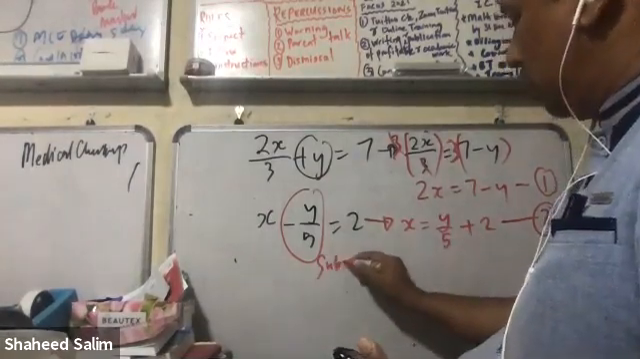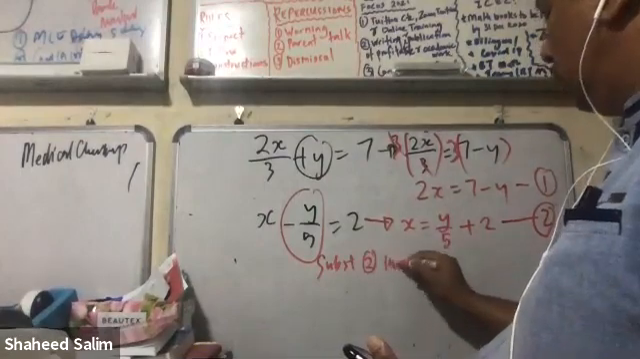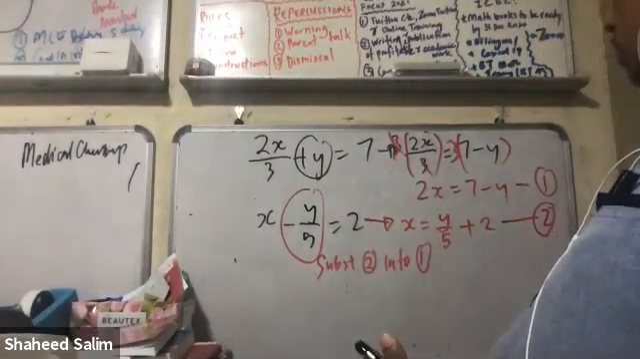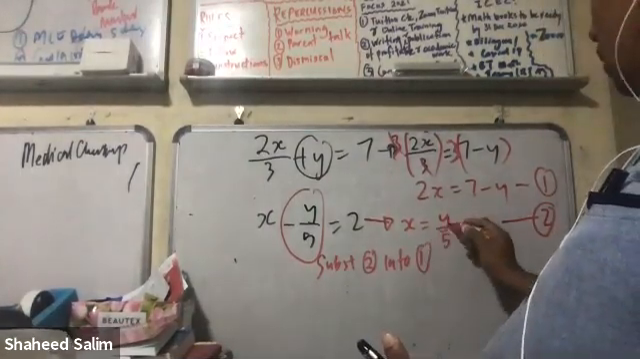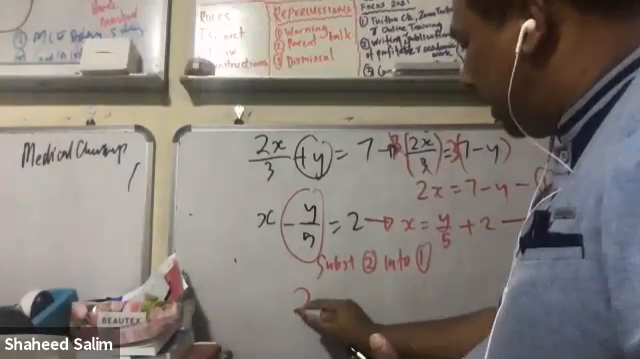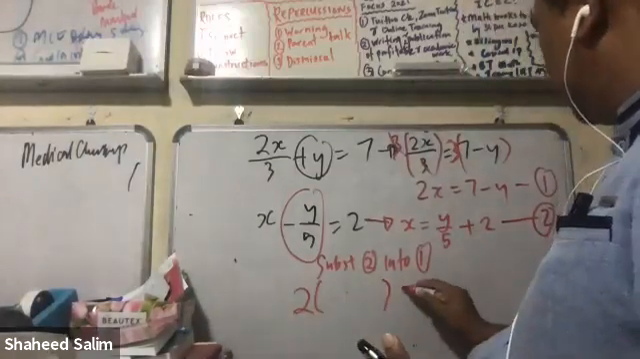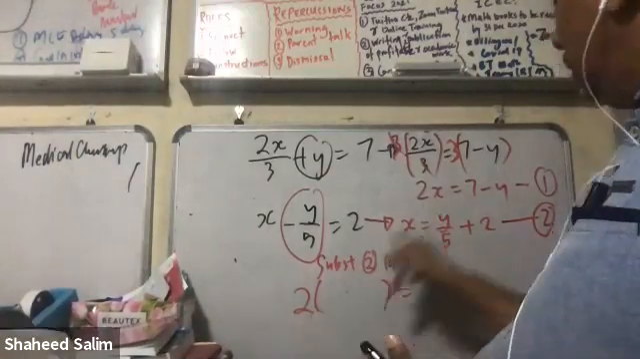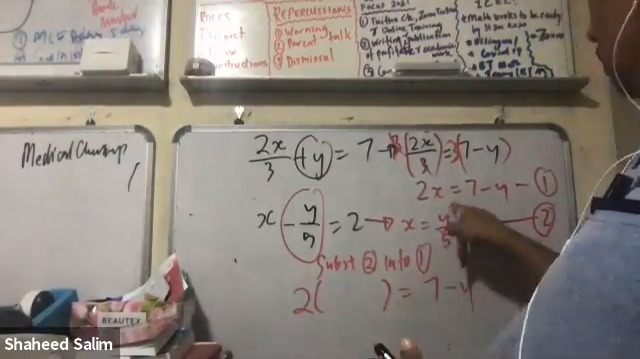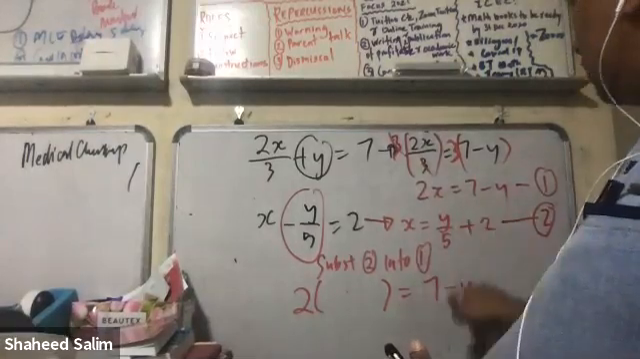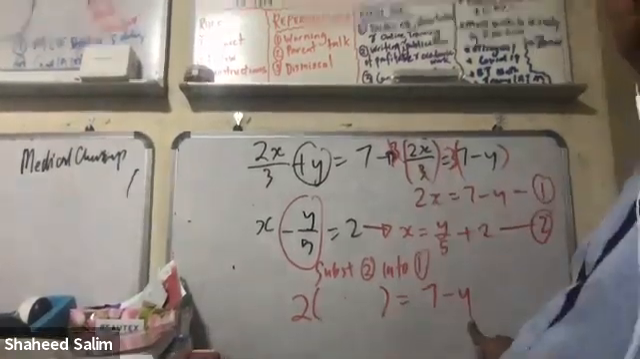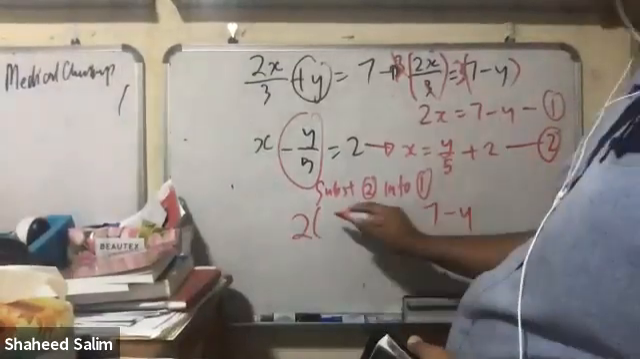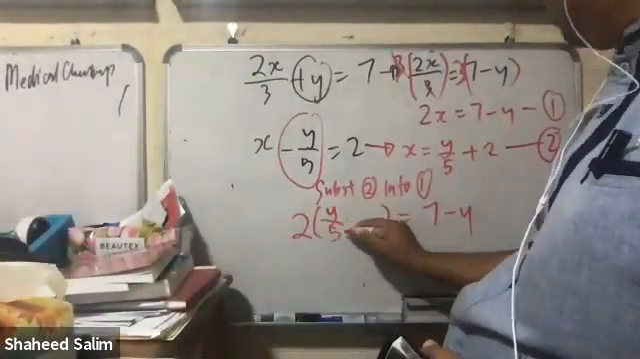Substitute 2 into 1. x is equals to y over 5 plus 2. So I'll write equation 1 here: 2x equals 7 minus y. Can see, yeah? Now put in the value here, y over 5 plus 2.